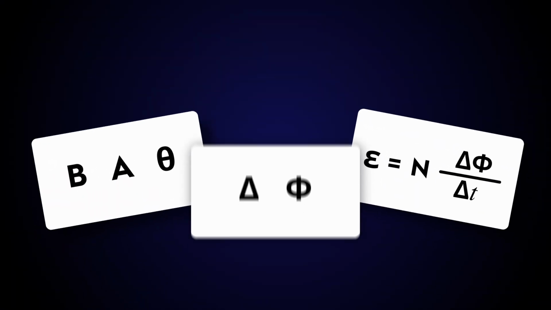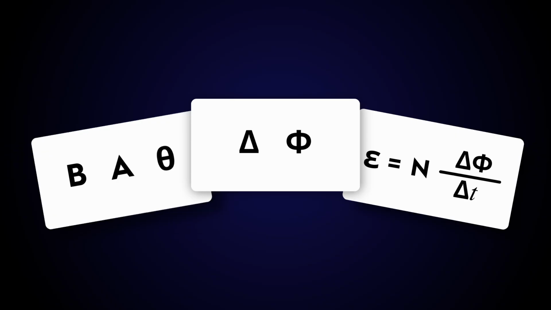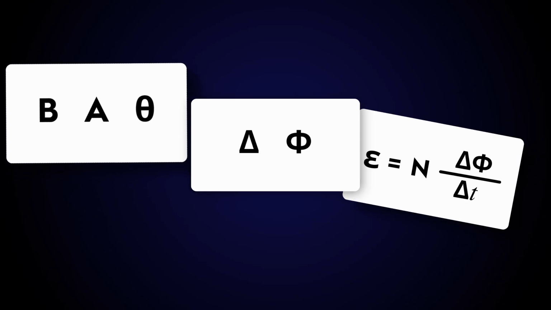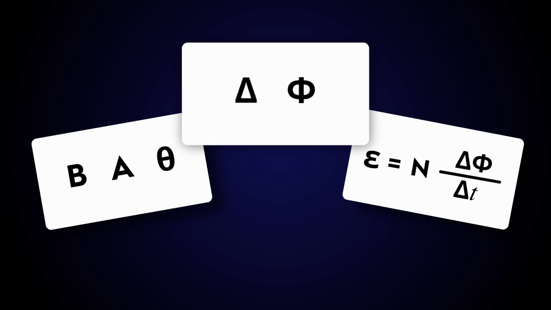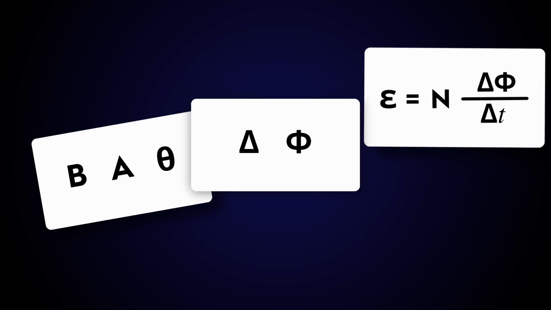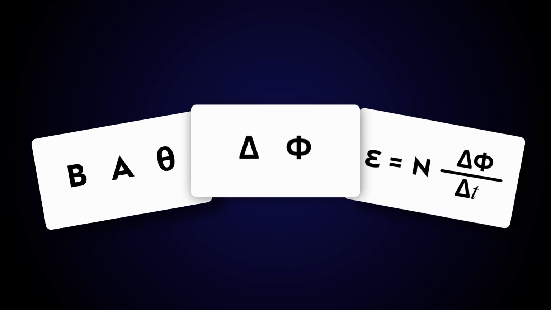Here is a reliable problem-solving recipe. First, identify what is changing: field, area, angle, or all three. Second, compute the change in flux per turn. Third, multiply by the number of turns and divide by the time to get the magnitude of the EMF.